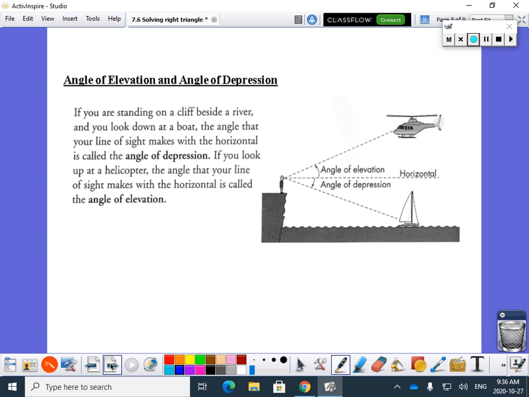Does that make sense? If we're looking up to something, then it says if you look up at a helicopter, the angle that your line makes with the horizontal, because we're always going to have a horizontal, is called the angle of elevation. So if you have a word problem where it's looking upwards, that's going to be the angle of elevation. And if you have a word problem where it's something downwards, that's going to be called the angle of depression. Very important is also remembering the horizontal. That's the straight line, and then we have an angle either looking up or looking down. Did I have you guys?